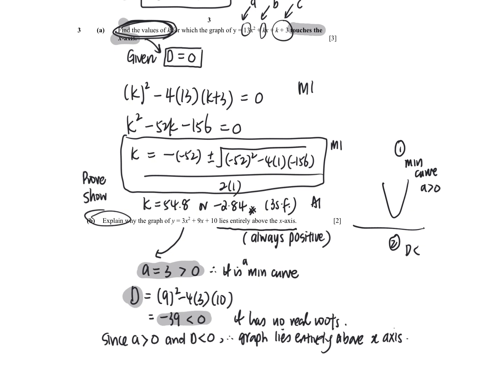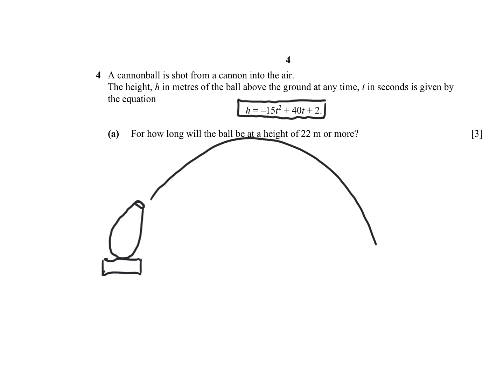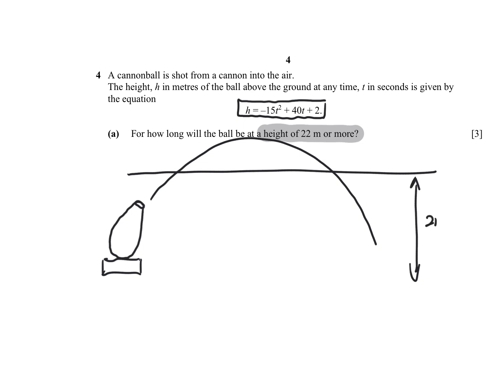Okay, next one. It says I have a cannonball like that. So you're going to shoot it and then it will come down in a parabolic motion. It follows this path. They ask you, how long will the ball be at a height of 22 meters or above? You don't really need to bring in inequality here, because it just means that if this is 22 meters, I want to know for how long it was lying above it.